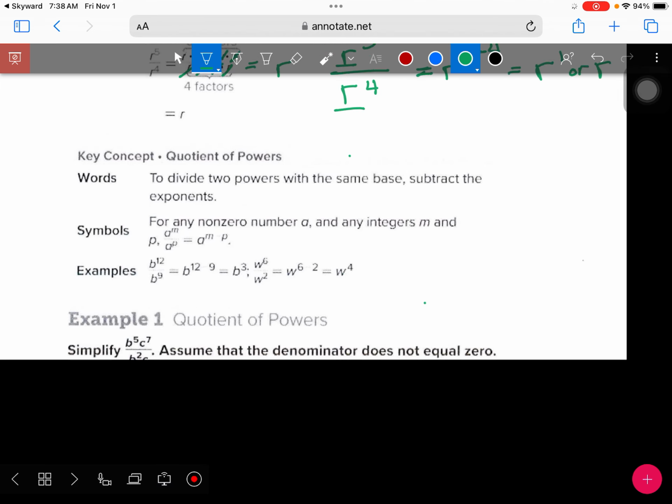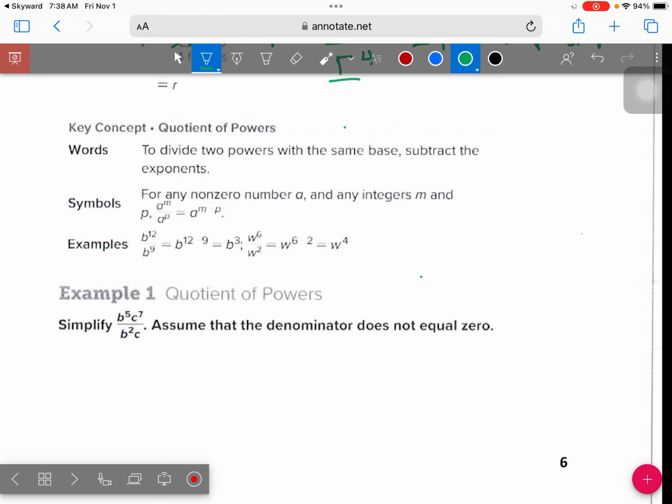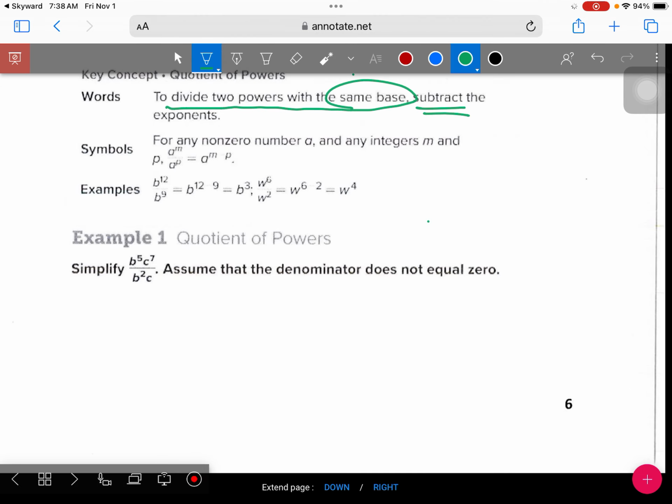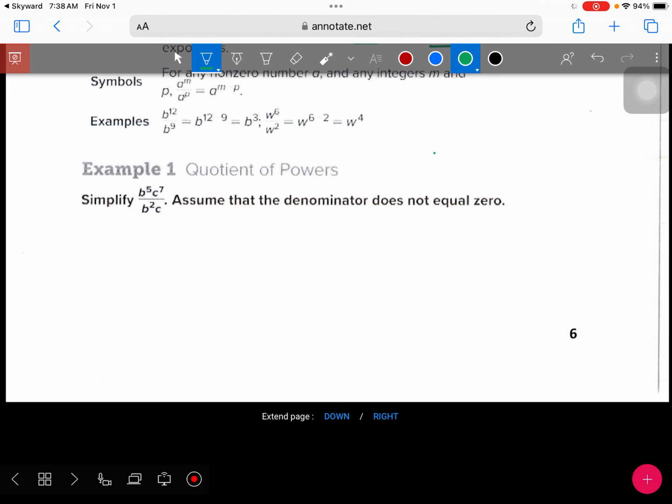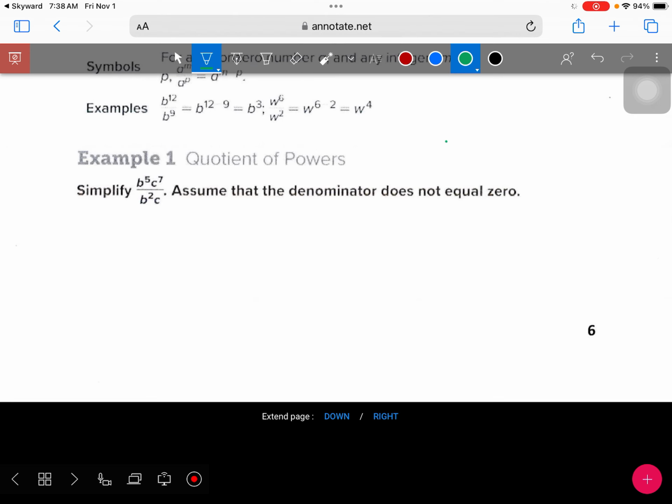Okay? So the concept is to divide two powers with the same base. The key is, again, they have to have the same base. Subtract the exponents. And they go through examples here.